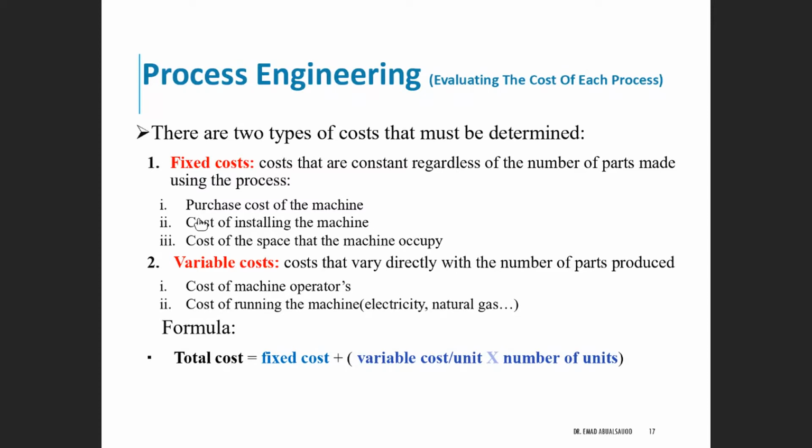Now, the variable cost is the opposite. Remember when we said the raw material? If we are going to increase our production rate, we will require more material. So the raw material is considered a variable cost because it's associated with the number of production. This is as easy as that. So this is how you distinguish between the fixed cost and the variable cost.